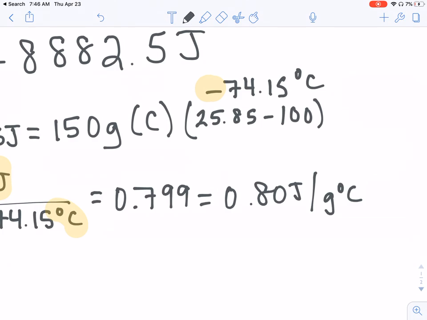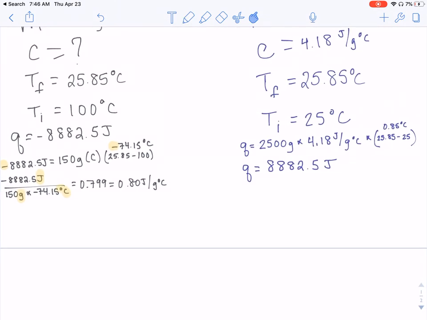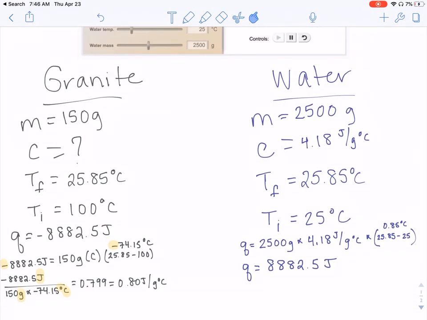All right, so those are the steps you'll always take to do one of these. You find the information for each substance you have, fill it all in. You'll solve for the heat of one of your substances, change the sign on it. That will become the heat for the other substance, and then you can find the missing piece there.